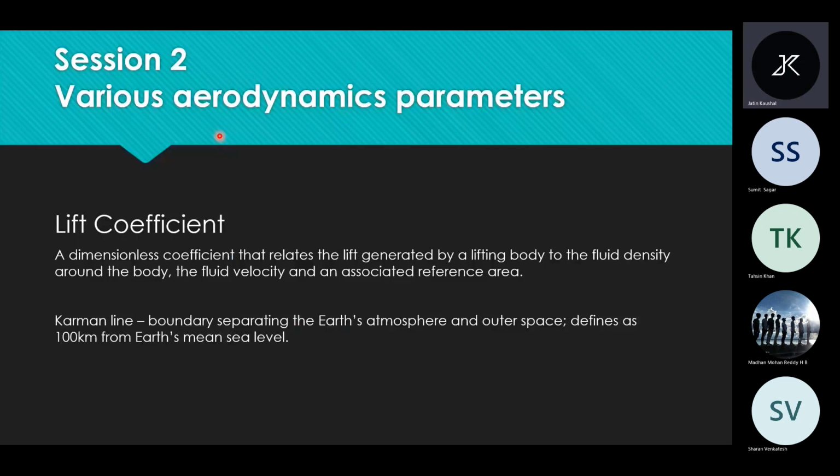And here is a fact: what is the Karman line? The Karman line is a boundary that separates the Earth's atmosphere and outer space. It is usually defined as 100 kilometers from Earth's mean sea level.